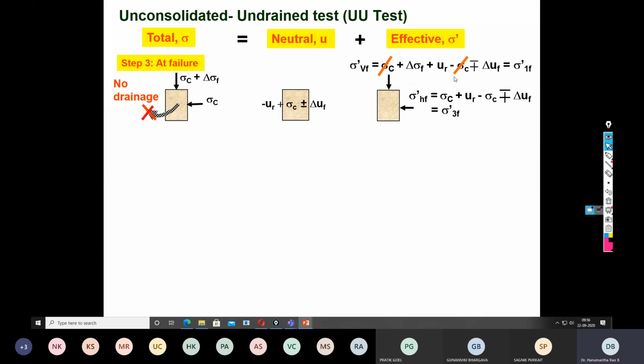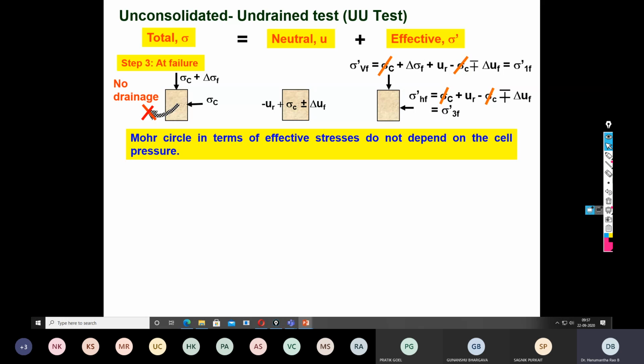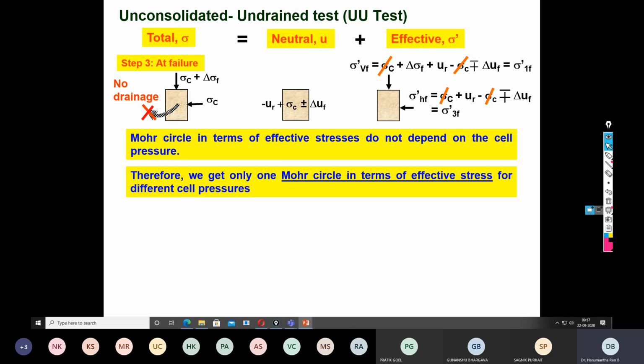So almost everything will get cancelled out. Whatever remains is delta sigma f. So the Mohr circle in terms of the effective stresses does not depend on the cell pressure. Since sigma c got cancelled out, the effective stress will be independent of cell pressure in the UU test. Therefore we get only one Mohr circle in terms of the effective stress for different cell pressures. That's why there are no more total stress Mohr circles in the case of the unconsolidated undrained test.